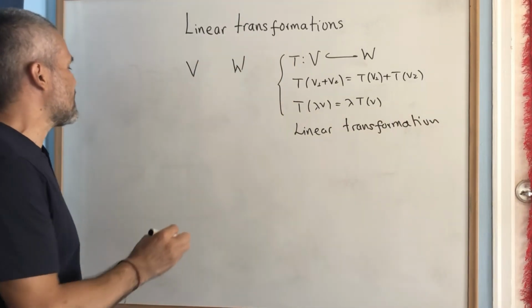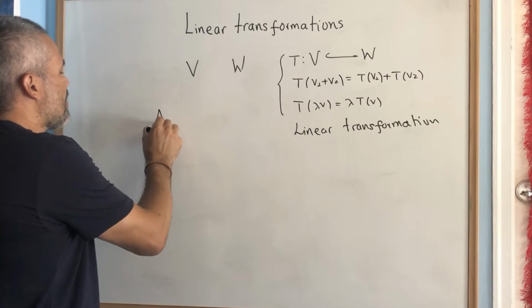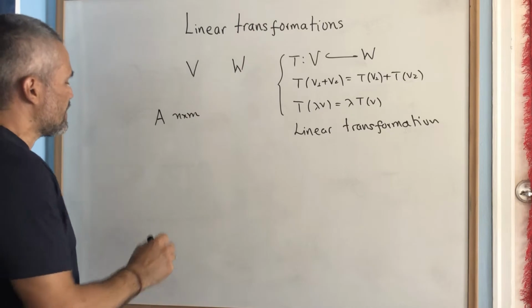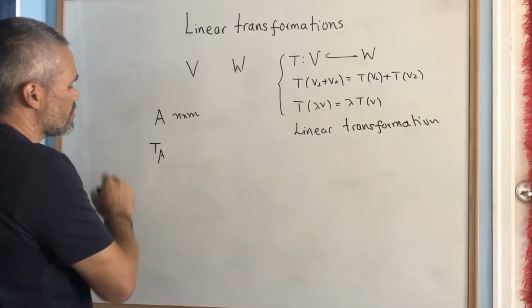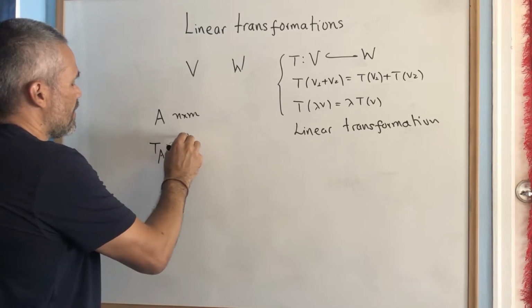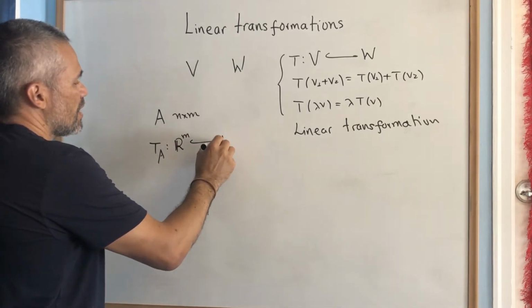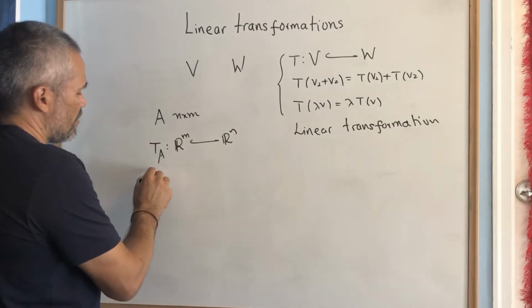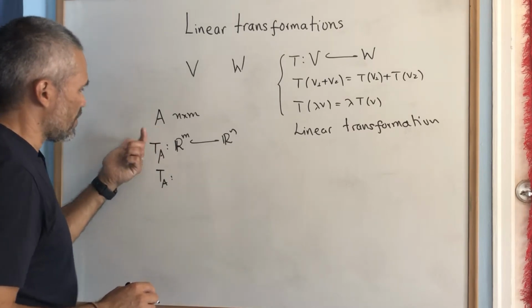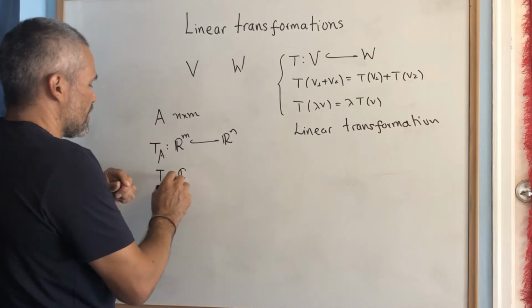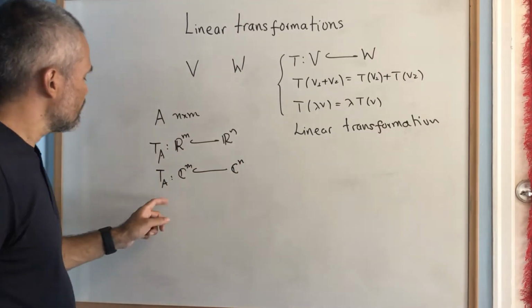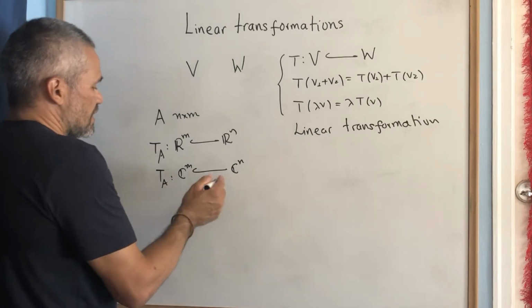Maybe the most basic example is when we have a matrix that is an n by m matrix. Then this function that we considered before, which we call T of A, goes from R^m into R^n. We can also think of the function, if the matrix has complex entries, or even if it has real entries, more generally as going from C^m into C^n. Then this function is a linear transformation.